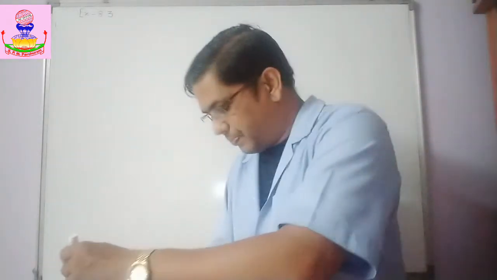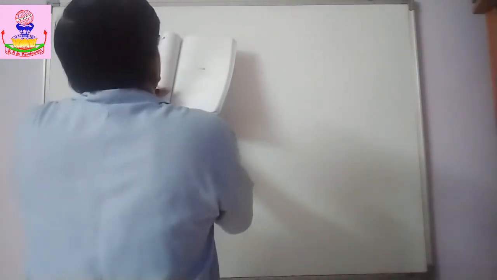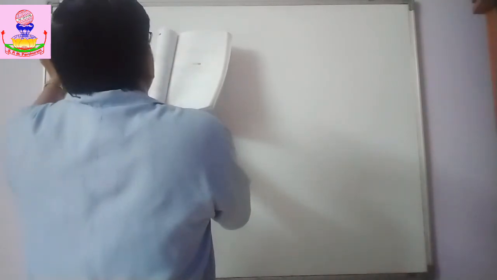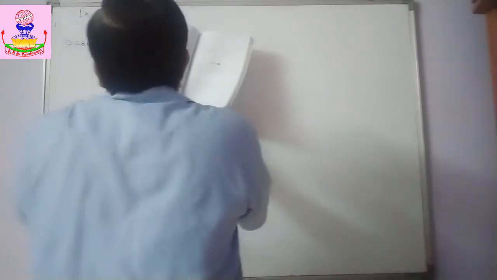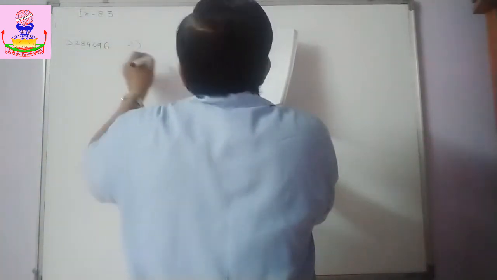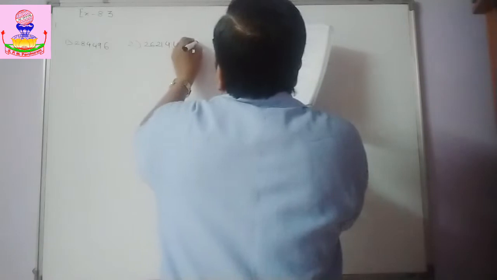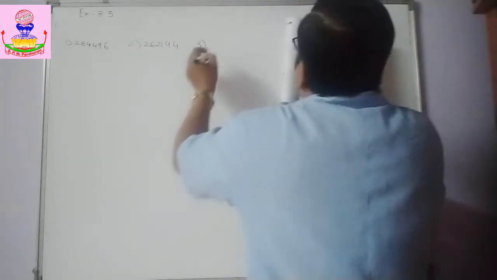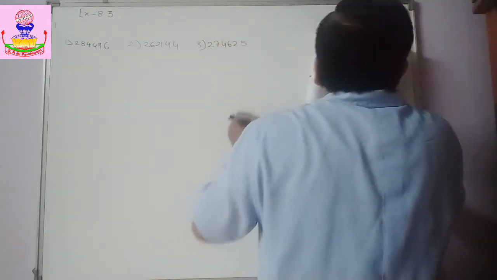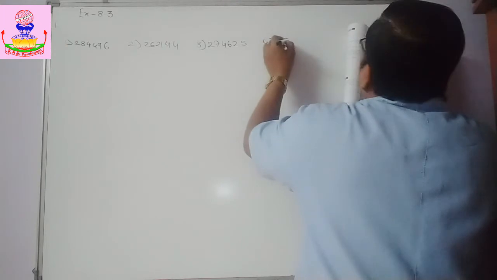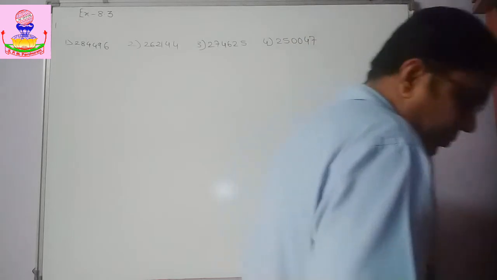So first thing, I'll write the options here. Okay. So first option 284496. Second option 262144. Third option 274625. And fourth option 250047. Okay.